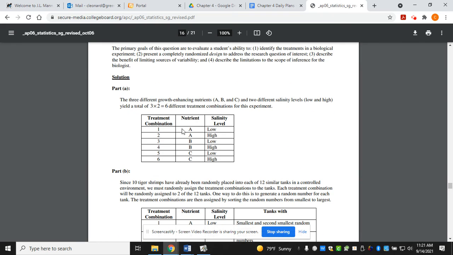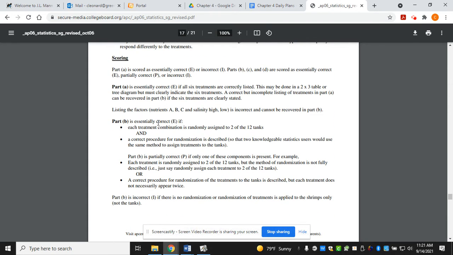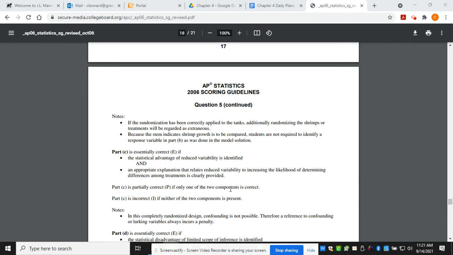All right, so they just show the chart here for A. I'm going to skip over B. So using only tiger shrimp will reduce a source of variation in the experimental units. Their grading is you get an essentially correct if you said the statistical advantage of reducing variability and an appropriate explanation that relates reduced variability to increasing the likelihood of determining the differences, which is what you guys were talking about. I think that's a very strange, not specific written part there.